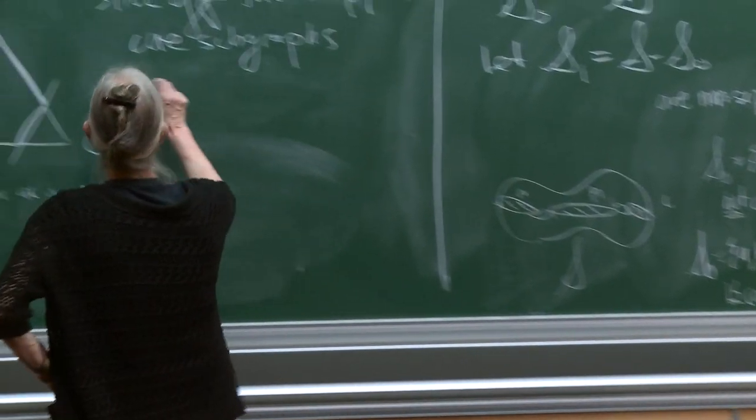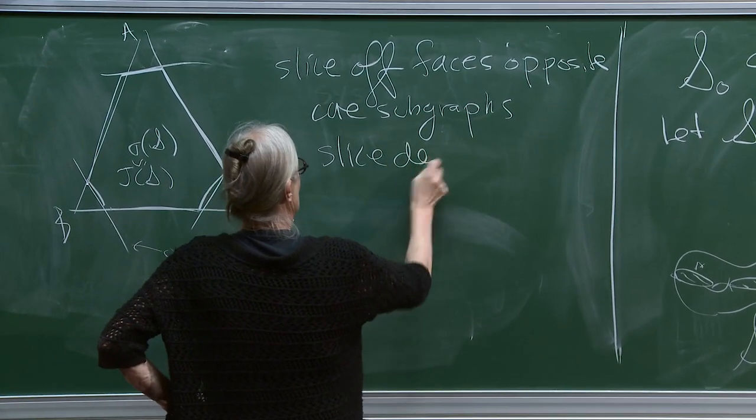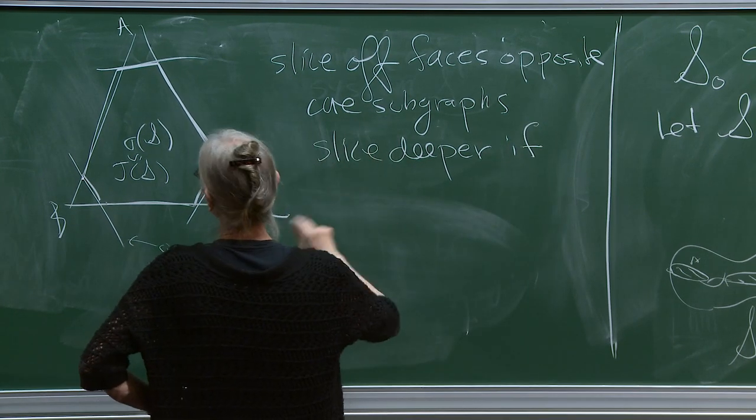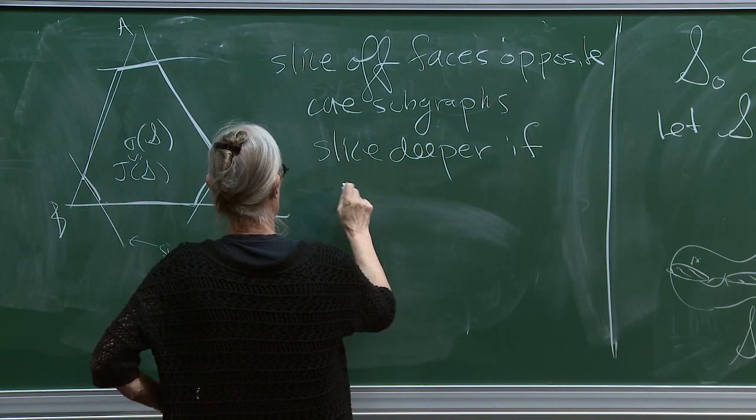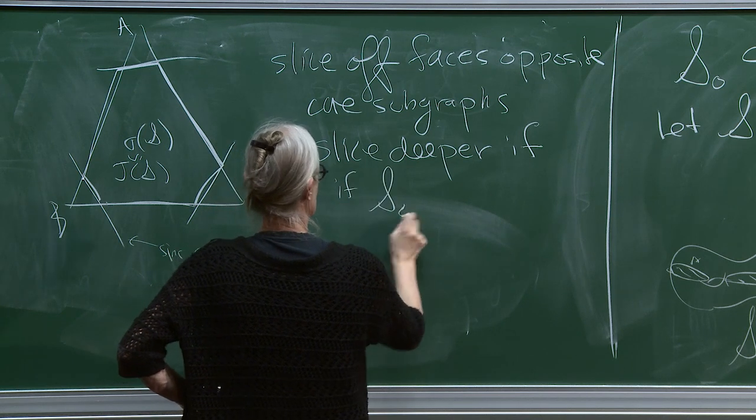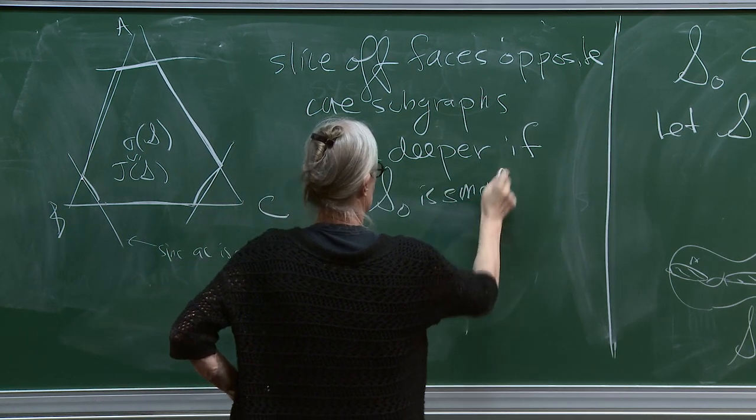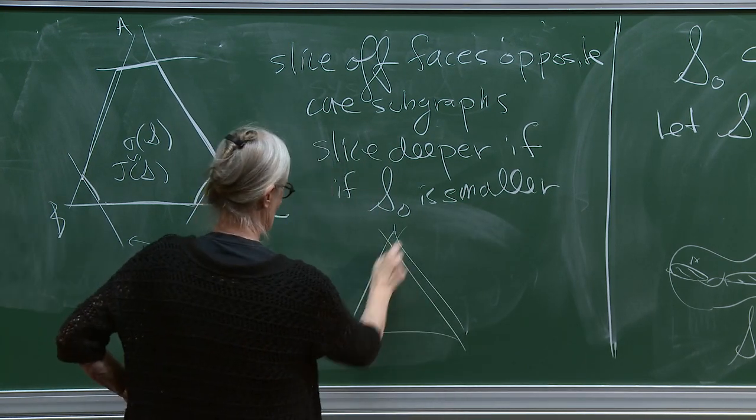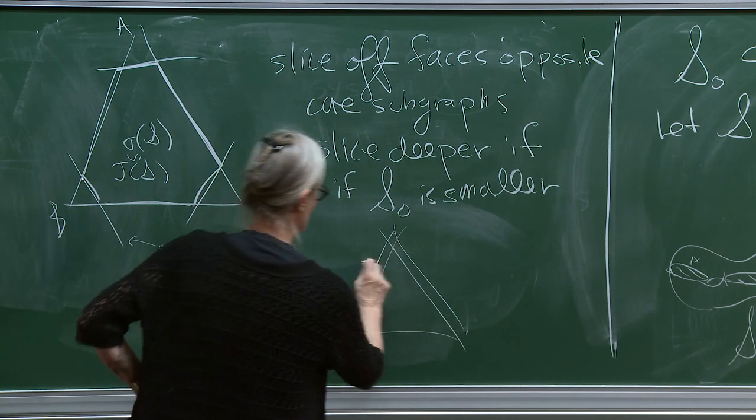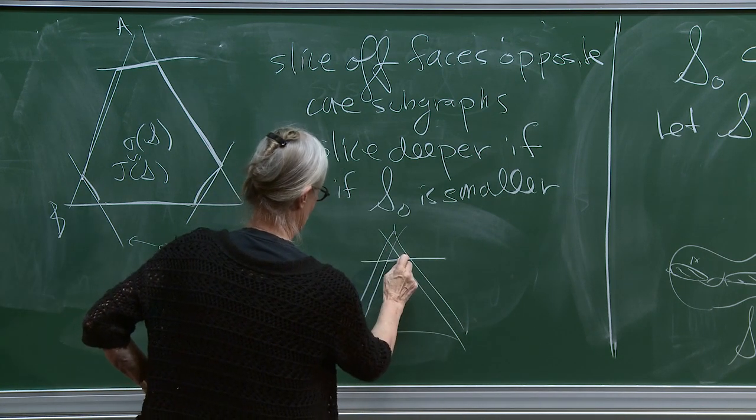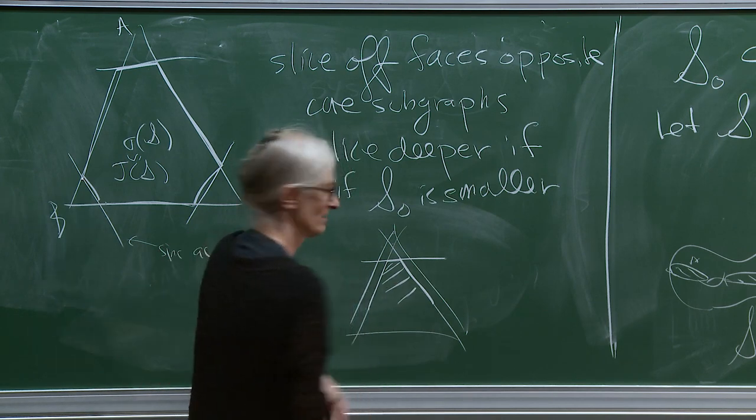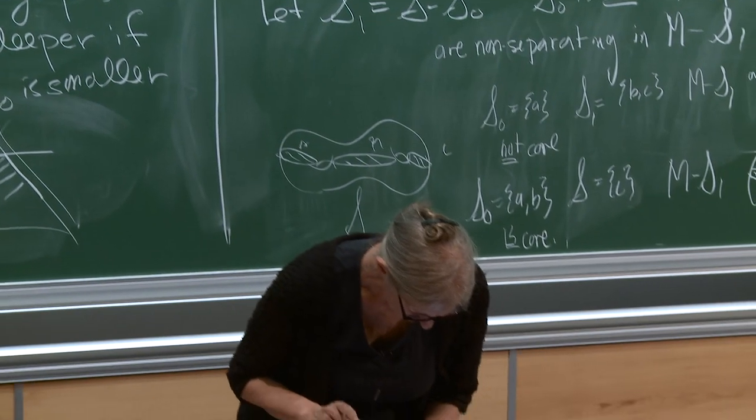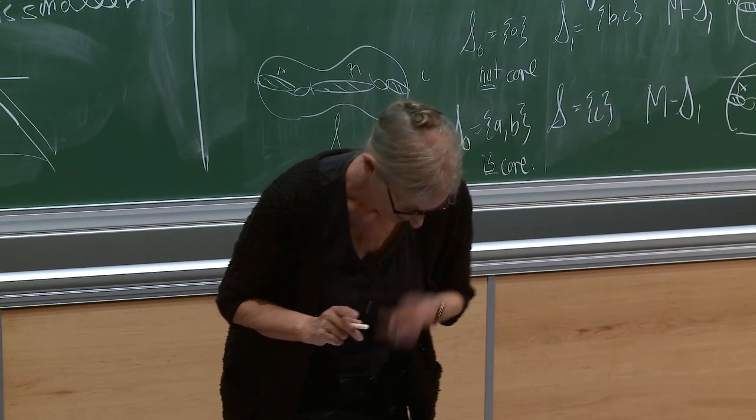I should say slice deeper if S naught is smaller. So if I'm going to slice off this face and this face, I want to slice deeper on this face. So I make sure I make a new face every time I slice. Okay. Right.